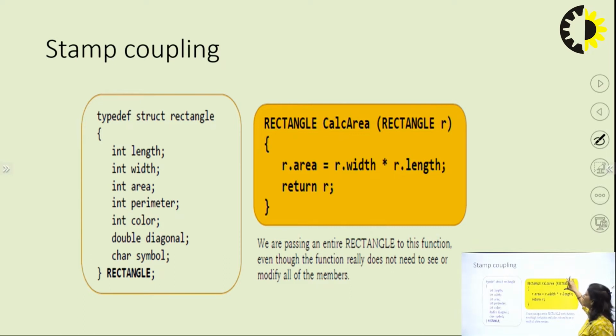Like here, I am just passing the rectangle. So we are passing the entire rectangle to this function, even though the function really does not need all the members. What I need is the width and the length only.